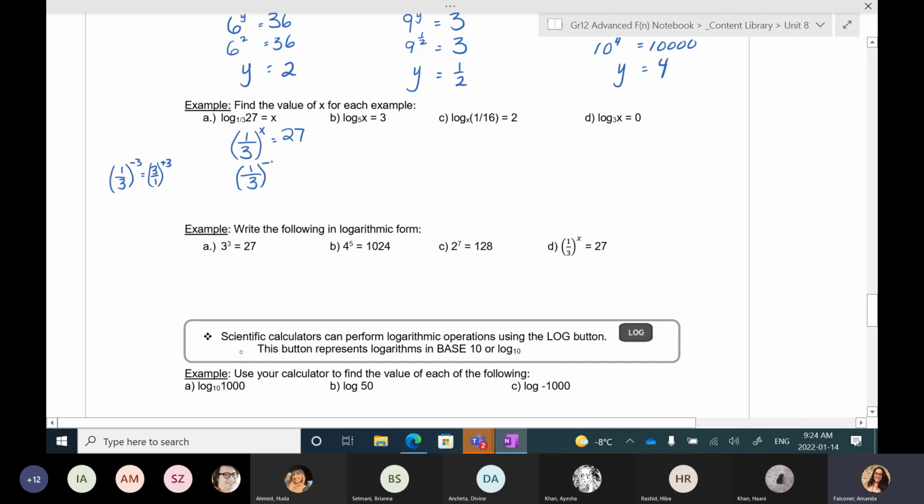So it's to the exponent of negative 3. That's going to give me 27. So x is equal to negative 3 here.